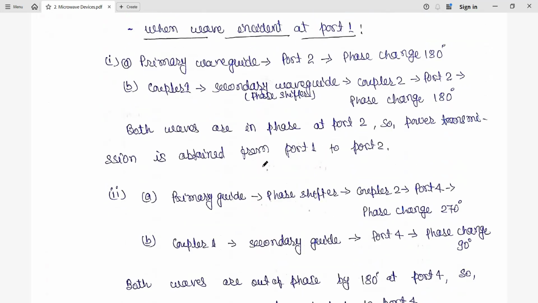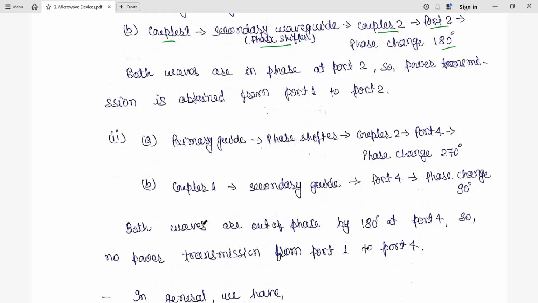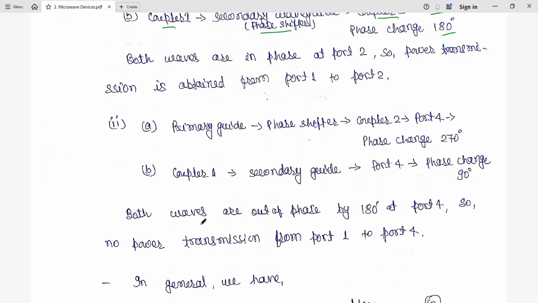So in the first situation, what we have explained, the primary waveguide through port 2. Okay, now here the phase shift is how much? 180 degrees is going to occur. Again we have coupler 1. Okay, again the secondary waveguide. So here we have the phase shifter and coupler 2, finally port 2. So here the phase shift is 180 degrees. So now both have the same phase. Okay, so transmission occurs. In the second situation, the primary waveguide, phase shifter, again coupler 2 and port 4. So the phase shift was 270 degrees. So we have seen that it is going like this.